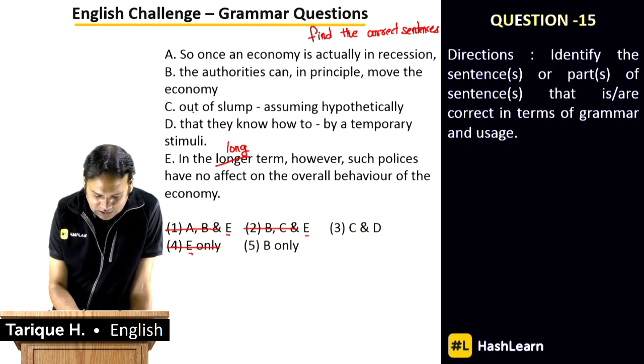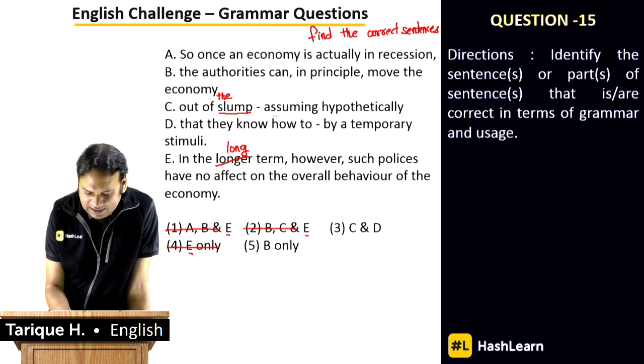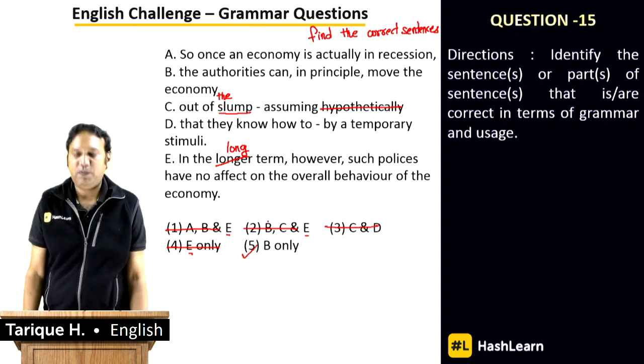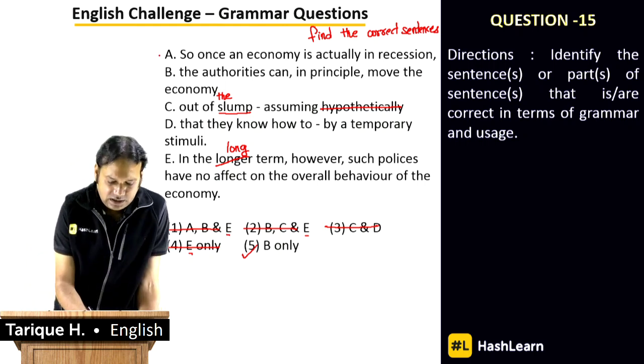Now look at C here. Out of slump is not right. Slump is a noun, so it should be out of the slump. And assuming itself means hypothetically, so we don't need hypothetically here. So 3 is also gone. So the correct answer is 5, which is B only. All other sentences are wrong.